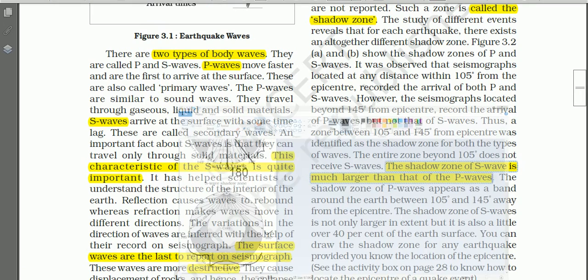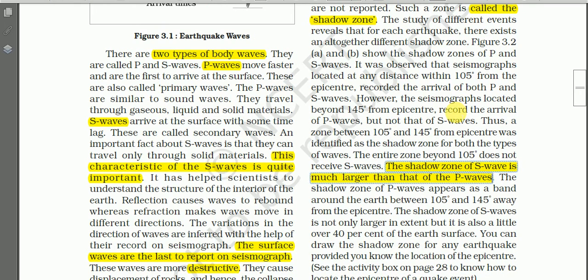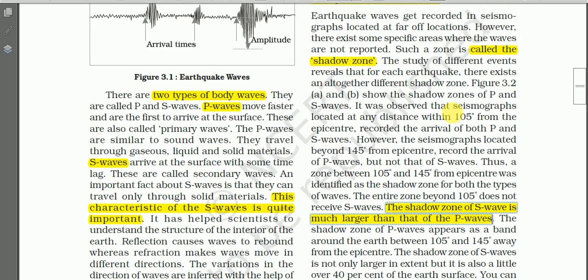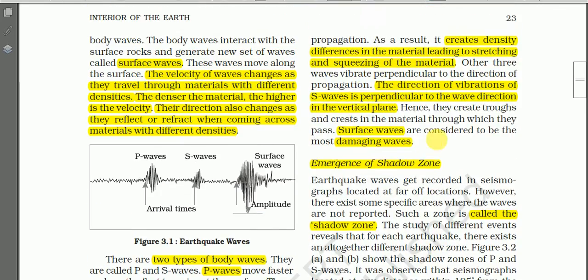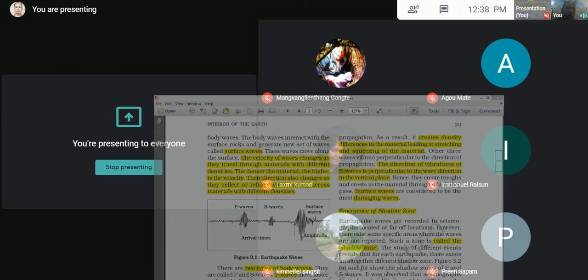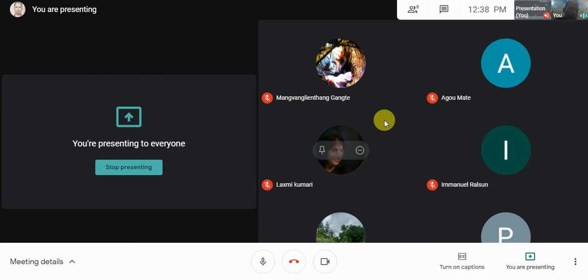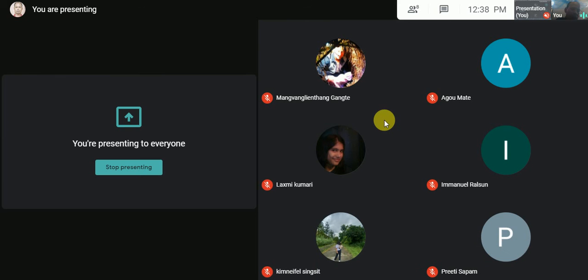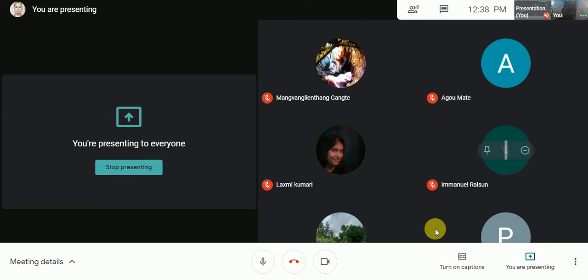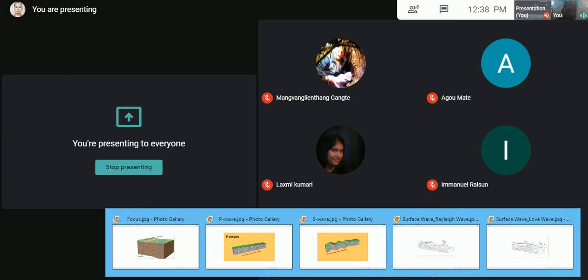And last of all, let us learn why earthquake waves develop shadow zones. Can you tell me why do earthquake waves develop shadow zones? Do you have any idea? Why do earthquake waves develop shadow zones?